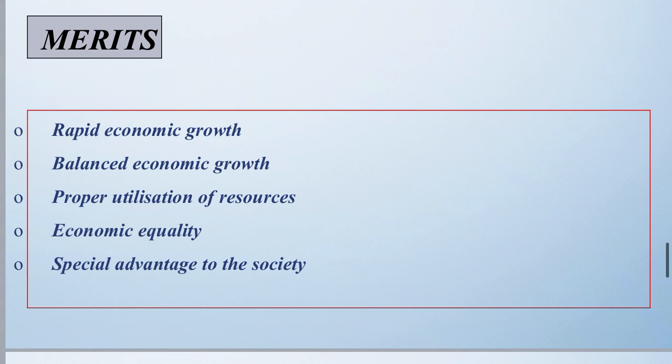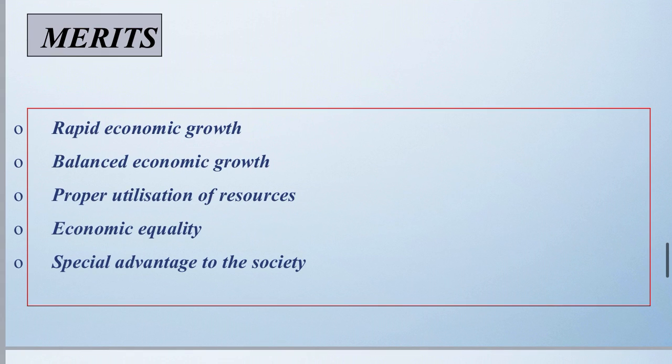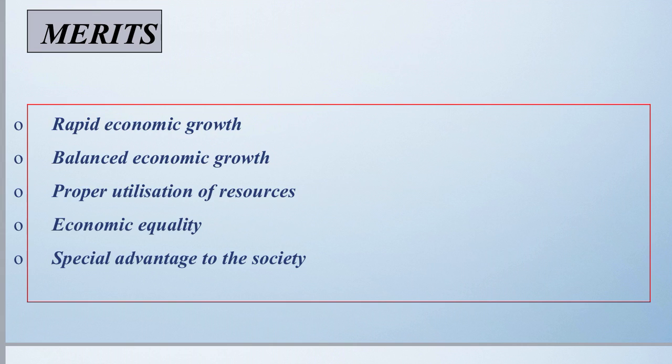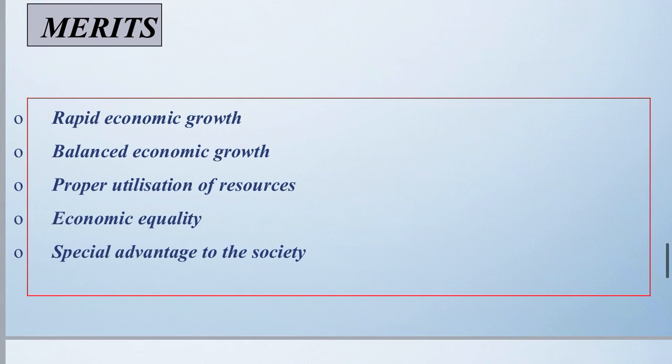Third one, proper utilization of the resources. In mixed economy, the government can ensure proper utilization of resources. No resource is wasted, everything is used properly. The government controls most of the important activities directly and the private sector indirectly. So whatever resources are there, all those resources can be utilized in the best way.